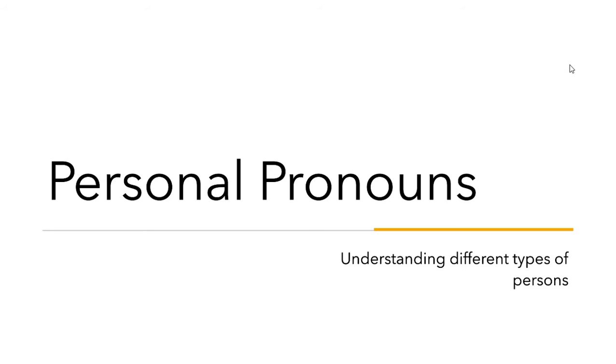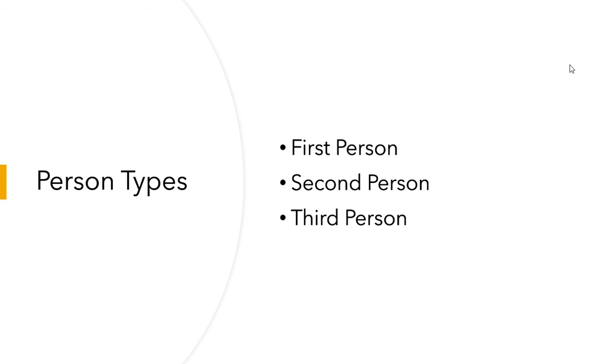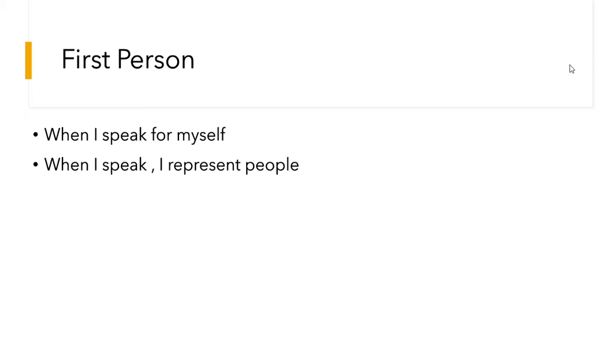Since we use pronouns to represent the different types of persons, we call them personal pronouns. And what are those persons? There are three types of persons: first person, second person, and third person. Why are they called so? Let's understand that. First person. Usually the first person means when I speak for myself. When I speak, I represent people.